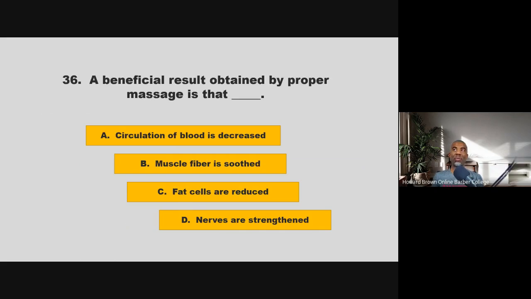A beneficial result obtained by proper massage is that blank. Is it circulation of blood is decreased, muscle fiber is soothed, fat cells are reduced, nerves are strengthened? If you chose C, fat cells are reduced, you are correct.